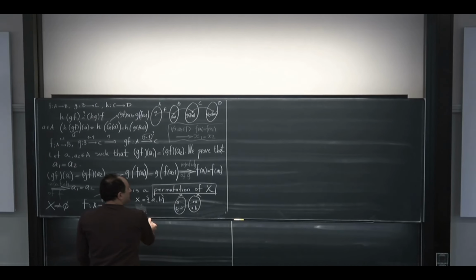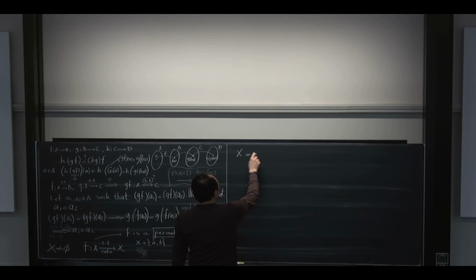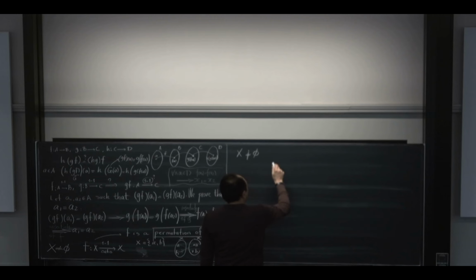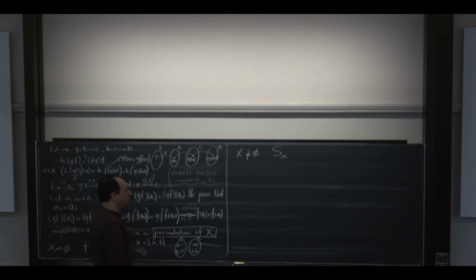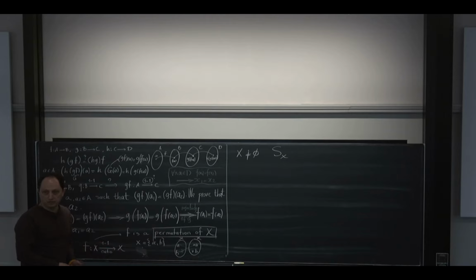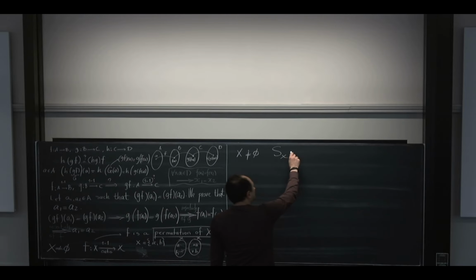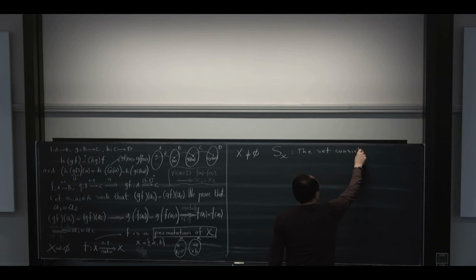If you give me X, not empty, yes, this symbol, I will use it here, S sub X means the collection, the set consisting of all bijections of X. That's all permutations, basically, of X.